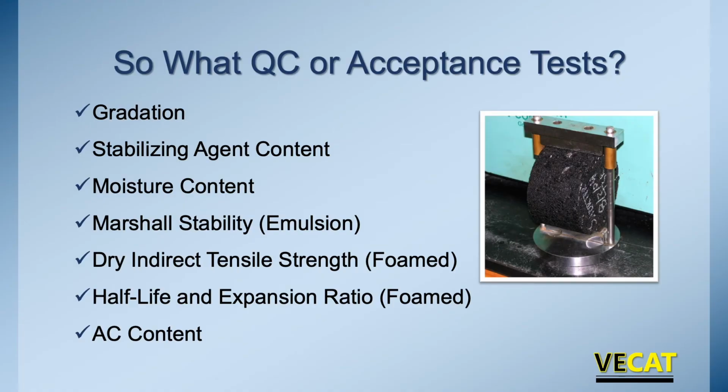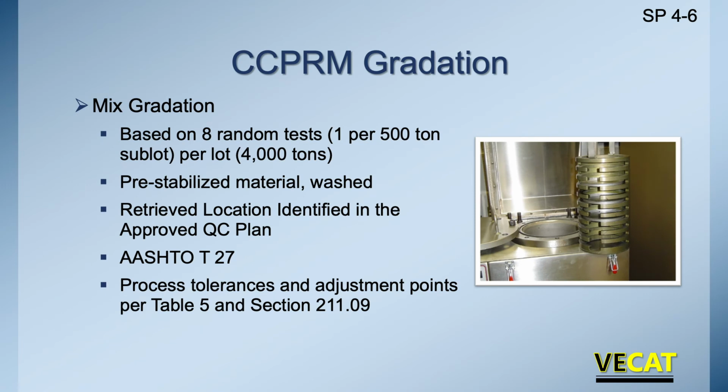And then we're checking AC content. So is that final product, with the wrap and with the different stabilizing agents, do we have the asphalt content that we were expecting? So with the CCPRM, we're checking gradations. Similar to traditional asphalt, where we're doing one test every 500 tons of material, 8 tests for a 4,000 ton lot. This is on the pre-stabilized washed material.